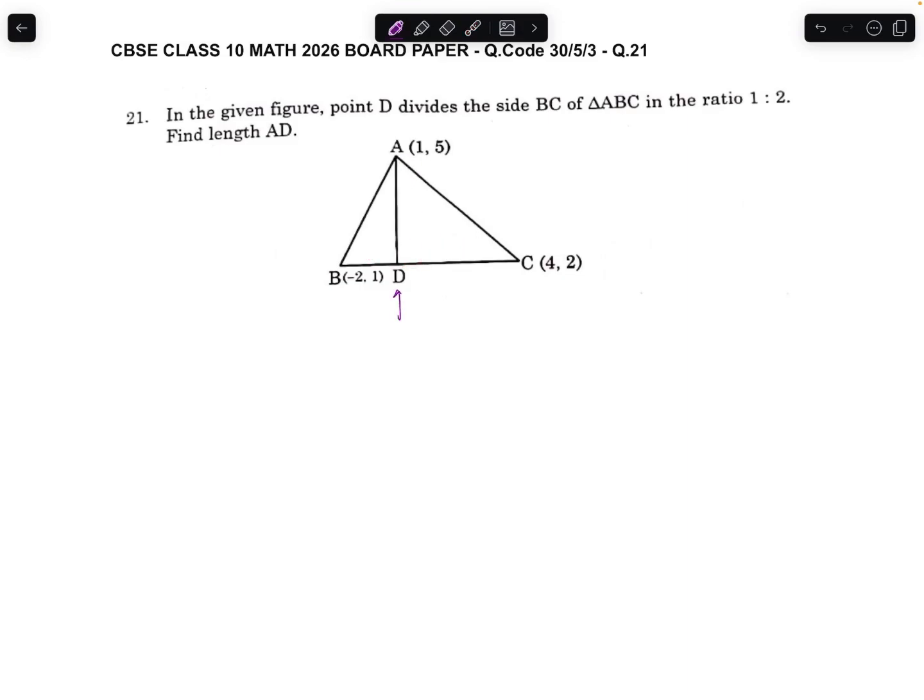The point D divides the side BC in the ratio 1:2. We can get the coordinates of the point D using the section formula. After which, we can use the distance formula to get the distance AD.